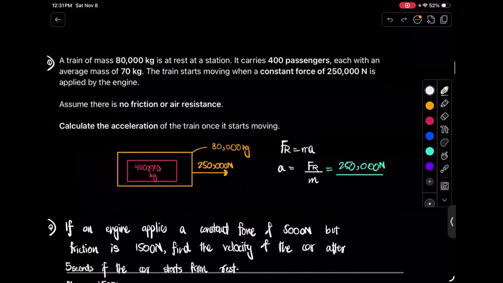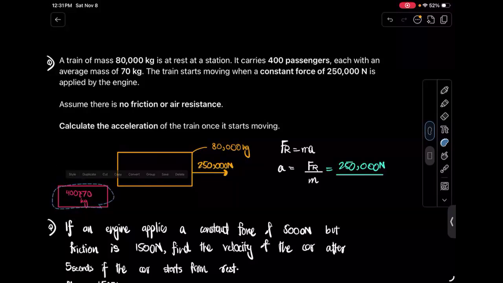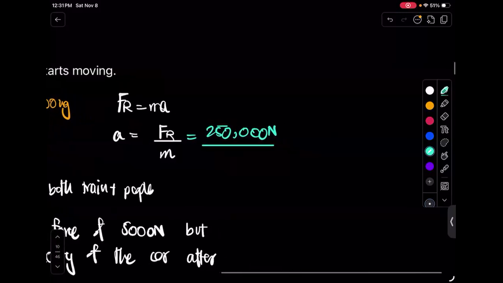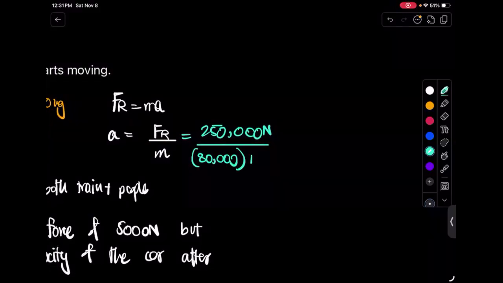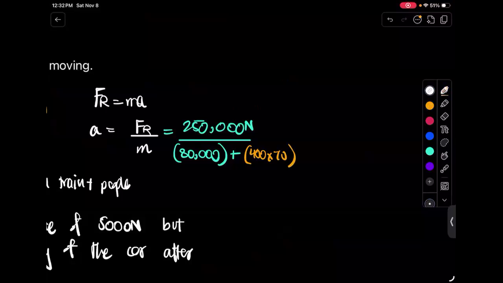Let's check. First of all, you have to realize that this force is not just pulling the train, it's pulling the people in it as well. Because if the train was applying this force without the people in it, the train would absolutely have a greater acceleration because it's pulling a lighter mass. But because of the people, you have to add in the people as well, because this force accelerates both the train as well as the people. So I have to take the total mass of the train as well as the people. So 80,000 plus what was the mass of the people? 400 into 70. And I have the answer.